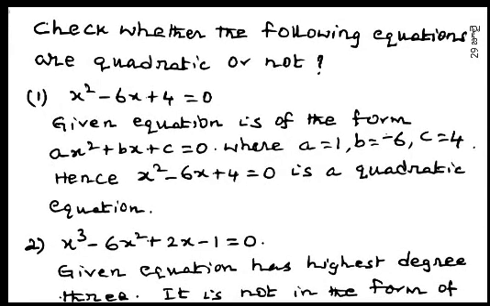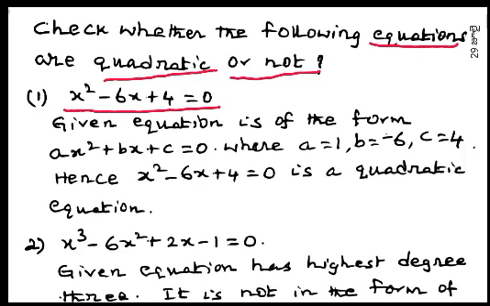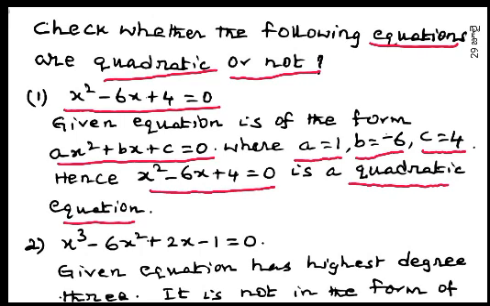Now, we solve some problems on quadratic equations. Check whether the following equations are quadratic equations or not. First problem, x square minus 6x plus 4 equal to 0 is the given equation. This given equation is in the form of ax square plus bx plus c equal to 0, where a equal to 1, b equal to minus 6, c equal to 4. Hence, the given equation is a quadratic equation.